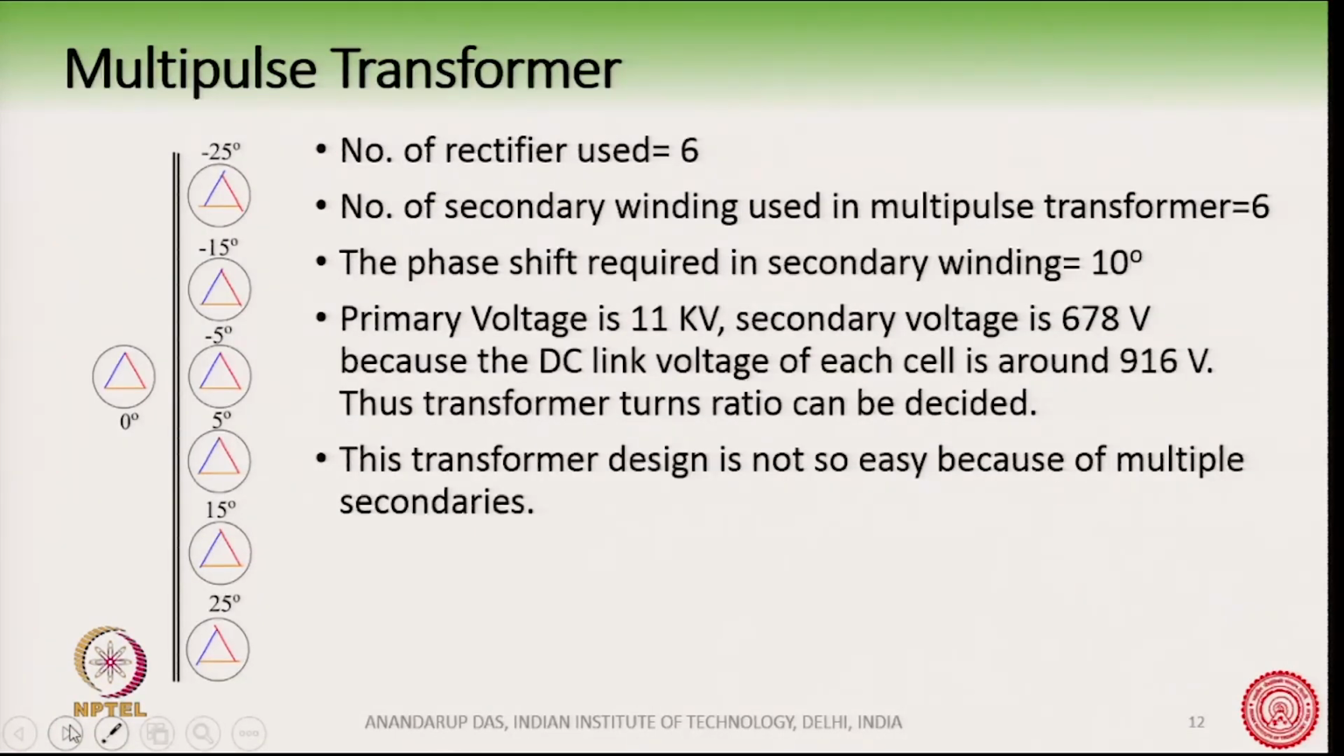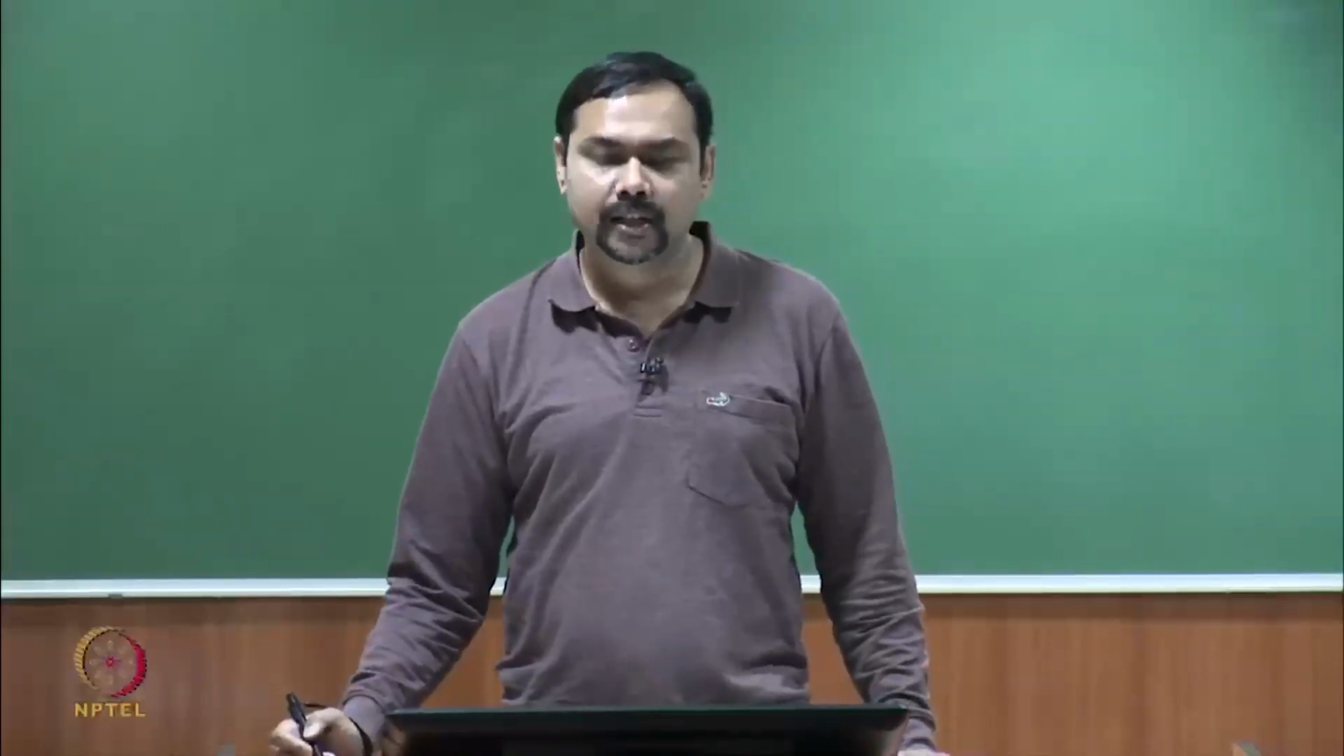And what about the multipulse transformer? The number of rectifiers to be used is 6, so there are 6 secondary windings. The phase shift required in the secondary windings is 10 degrees, which we have covered earlier also. The primary voltage is 11 kV, and the secondary voltage is 678 volt, because the DC link of each cell is around 916 volt. Then you can decide the transformer turns ratio. The primary is 11 kV line to line and the secondary is 670 volt line to line. So, you can now decide the value of N1 to N2.